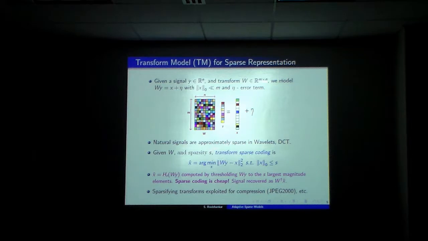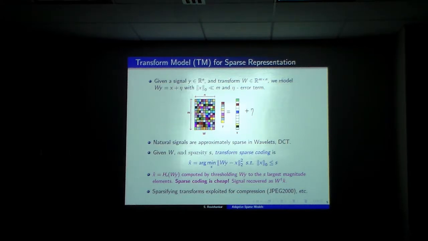For example, if you want to find the sparse code in the transform model, all you need to do is minimize the transform domain residual WY minus X, given W and Y, subject to the sparsity constraint on X. And this problem is very simple, because this is just projecting WY onto the S L0 ball, and you obtain the solution by just thresholding WY and keeping the S largest magnitude elements. So it's a pretty simple sparse coding solution.